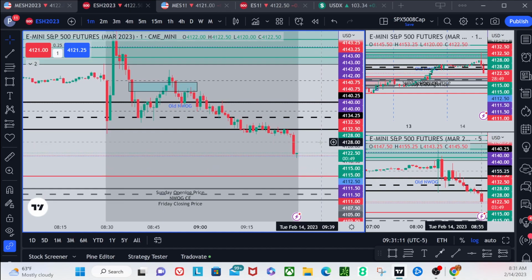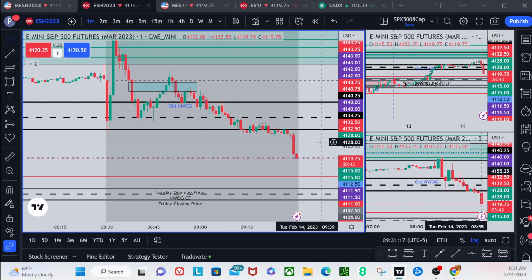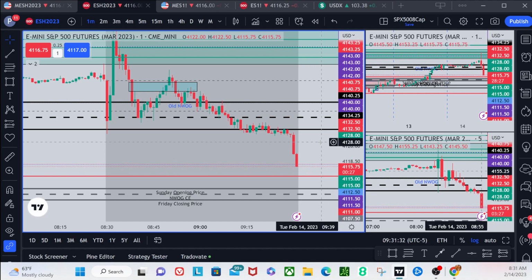I just want to go up to a higher time frame and get a better frame of reference. There's our old fair value gap from yesterday. I mentioned that we want to see it stay open. That might become a factor for complete closure today. So if we accelerate through this fair value gap, then that may be where we're looking.